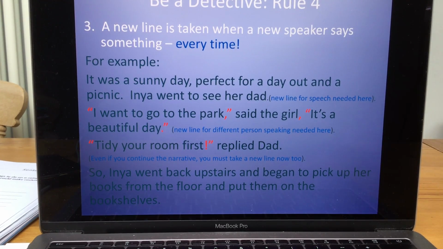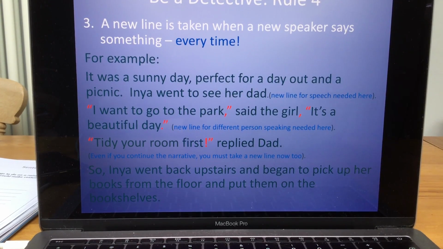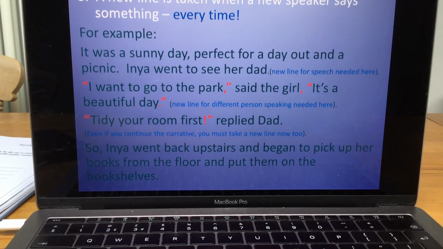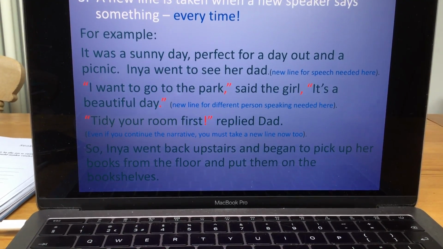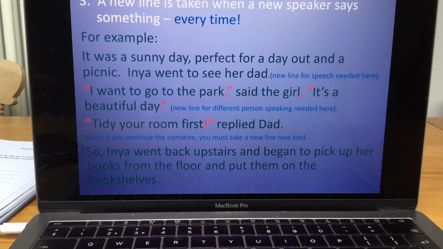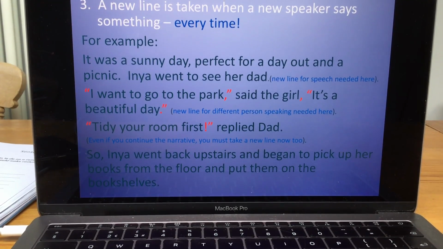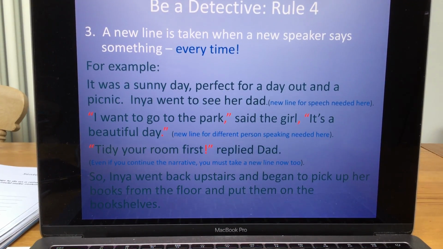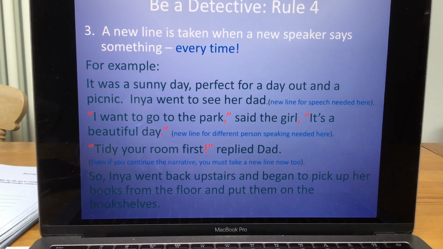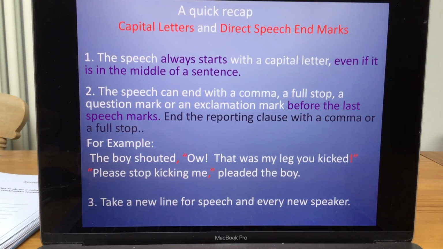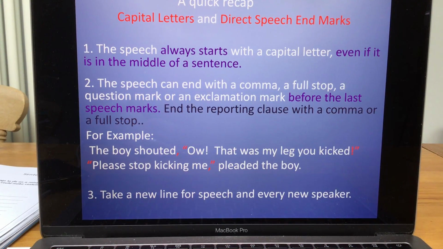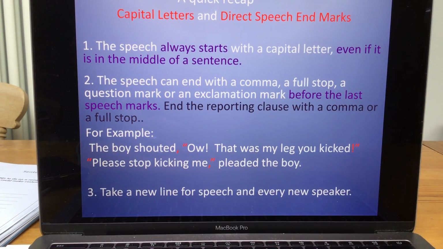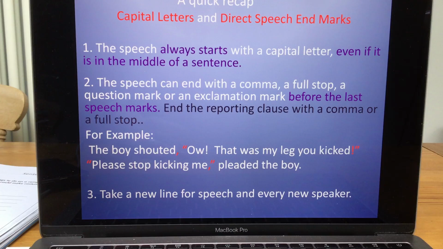These are the rules, don't question them. And then the full stop before the closing speech marks. And then Dad replies on a new line, and then it goes back to the narrative on a new line. Stick to these and you'll be a happy person, and so will the person that's looking at your work. It also makes it look as if you've written a lot more, so space it out. So a little recap, you can read that through. There's some good examples. Remember these rules, okay?